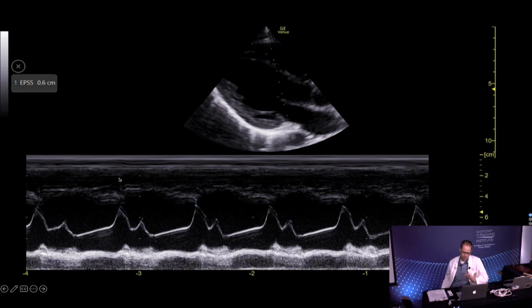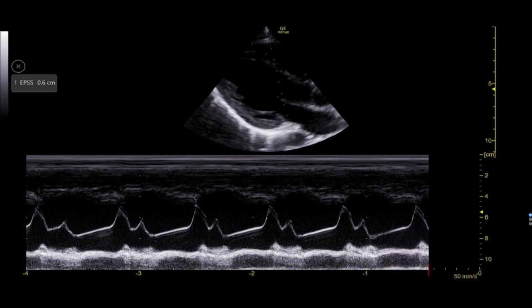Another thing you can do is just save a clip and slow it down. Replay it slower, go frame by frame, and try to see the same thing. When those valves are open, what's the right ventricle doing?